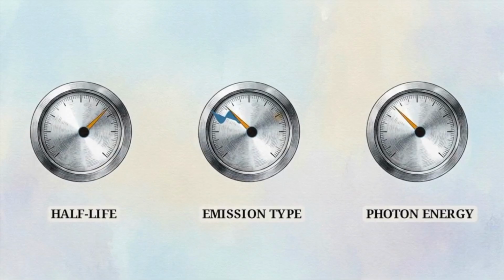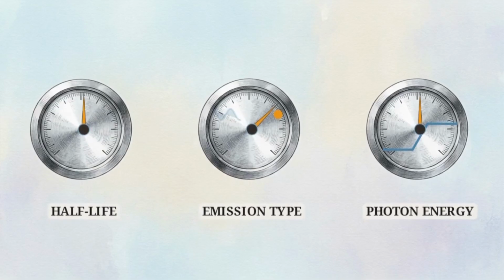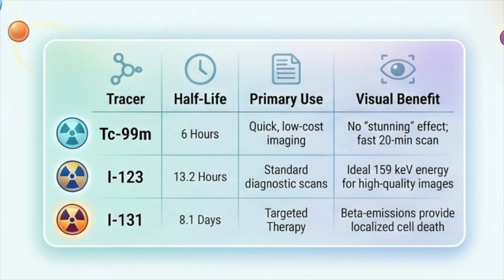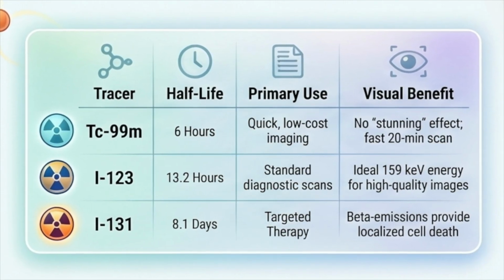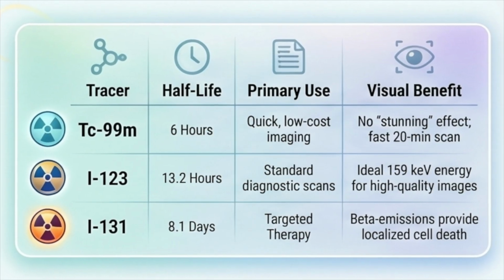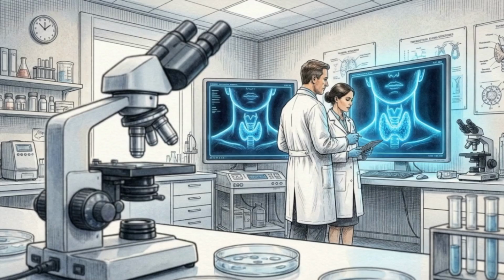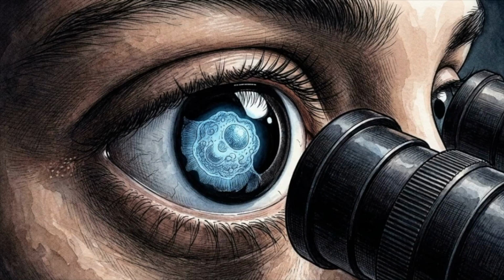The clinical outcome depends on the specific physics of the chosen isotope. The half-life, the type of emission, and the photon energy must be precisely matched to the biological behavior of the target tissue. To execute this, physicians rely on three primary radiopharmaceuticals: iodine-123, iodine-131, and technetium-99m pertechnetate. In thyroid oncology and endocrinology, a single cellular mechanism can be exploited for both surveillance and destruction. Here, understanding a cell's metabolic function provides the specific mechanism needed to manage its pathology.